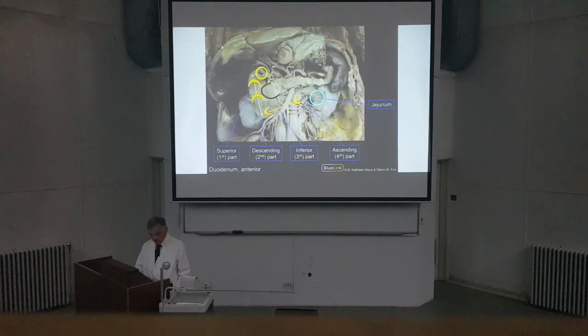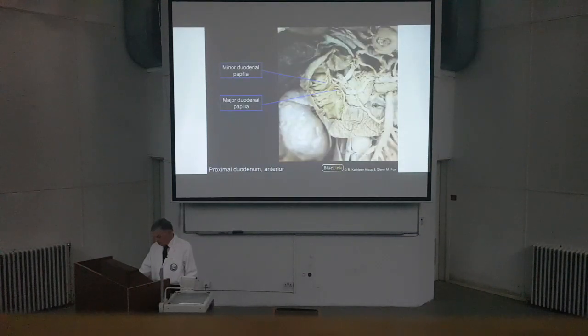Inside this C-shaped duodenum, you find the head of the pancreas, and to the right laterally is the right kidney. This is the superior mesenteric artery supplying the parts of small intestine. This is the major duodenal papilla, where the common bile duct and the pancreatic duct open.